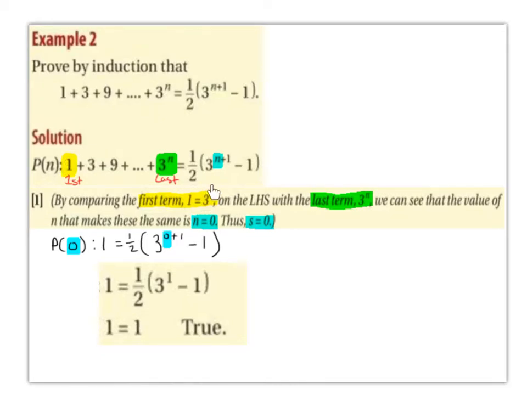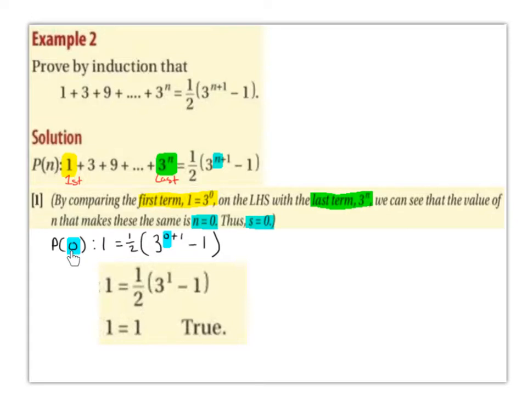By comparing the first term, 1, which we can also state as being 3 to the power of 0 because anything to the power of 0 is 1, on the left hand side with the last term 3 to the power of n, so this is the last term on the left hand side, we can see that the value of n that makes these the same is n equals 0. Thus, s, the starting number, is 0 this time, it's not 1.